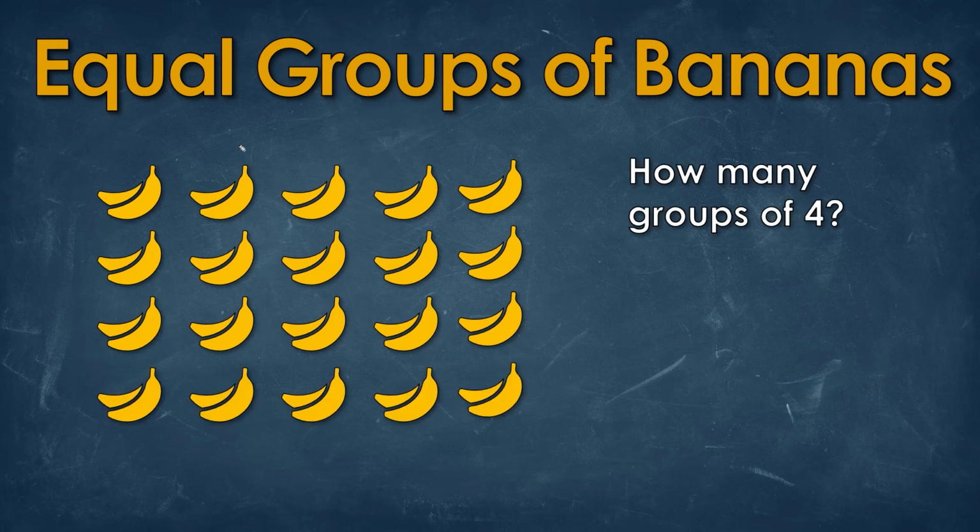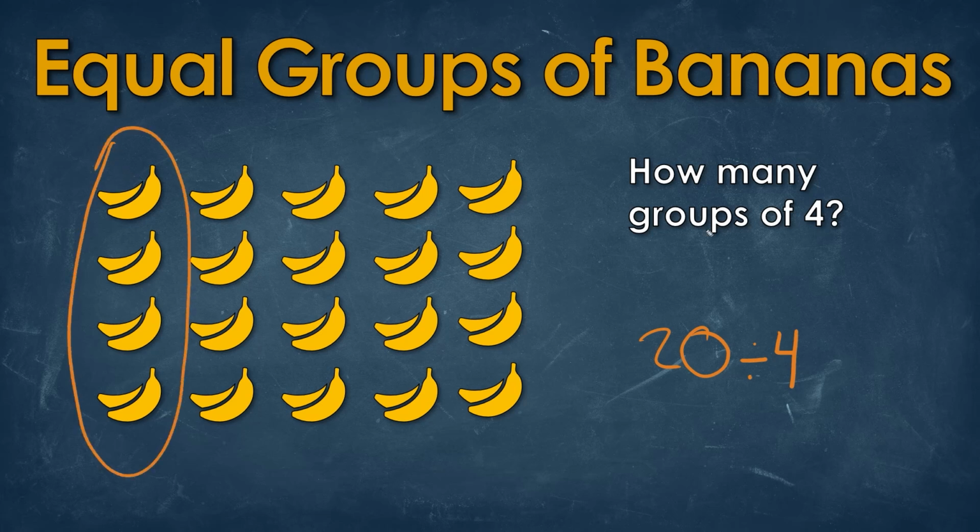Now let's try this example. For this one, I'm going to let you know we actually have a total of 20 bananas, and you can count that to make sure if you would like. And so again, the idea of division, or the idea of grouping, is figuring out how to divide these 20 bananas into equal groups with 4 bananas in each group. So we can just highlight those groups.